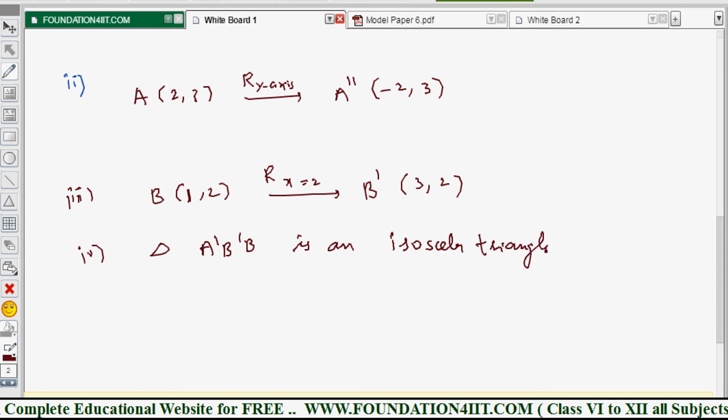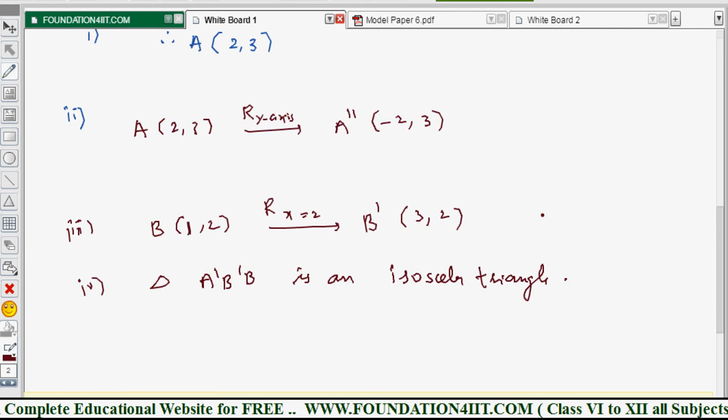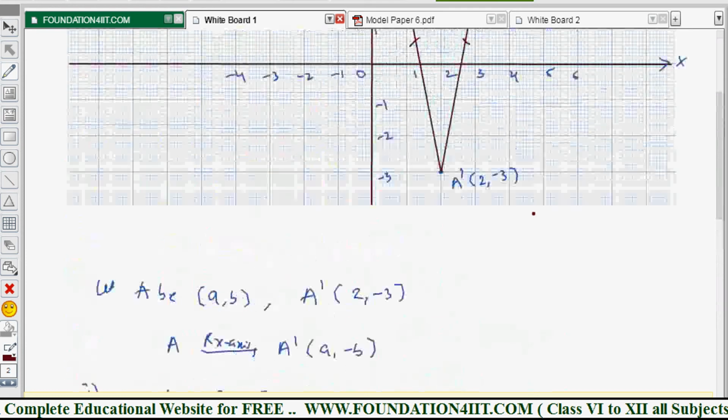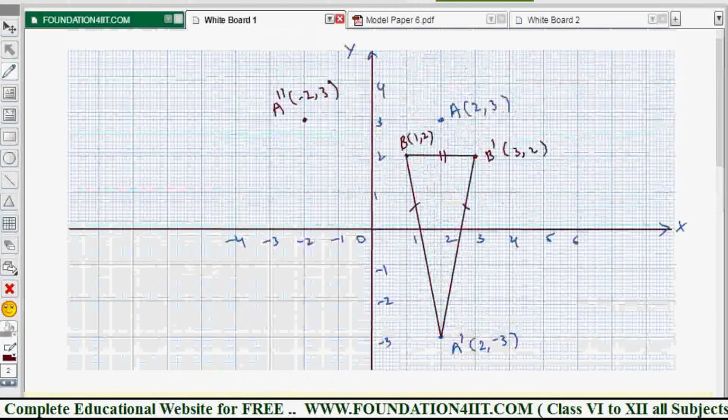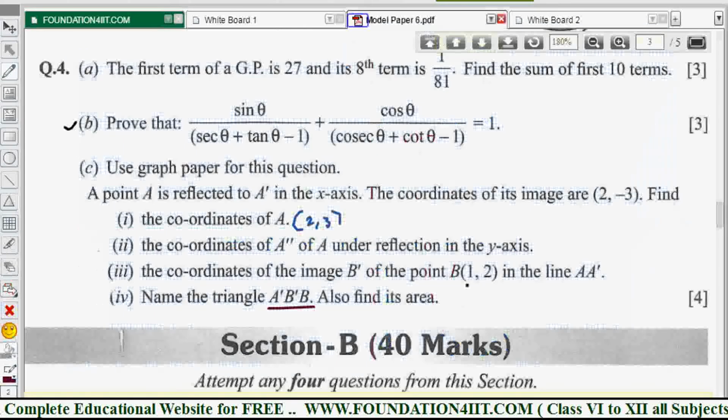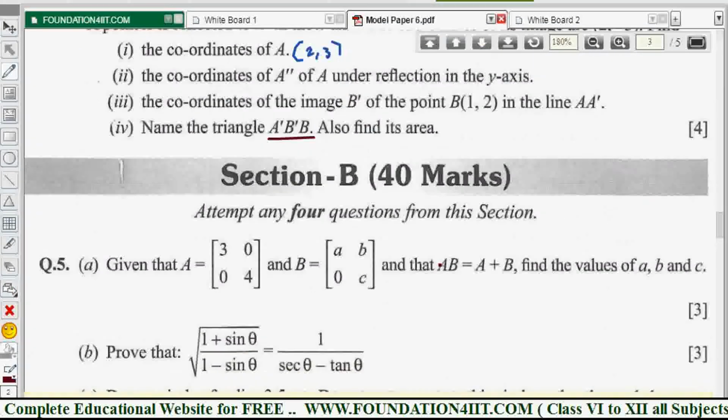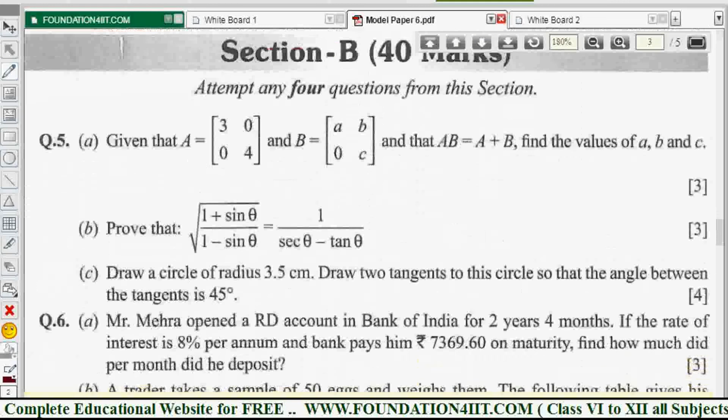Because two sides are equal. Out of 3, 2 are equal and the third one is not equal to these. Then this is an isosceles triangle, right? If you draw the diagram clearly, we can solve the problem simply. And let us see, this is about the fourth one. Let's see question number 5 and solve these problems in section B.